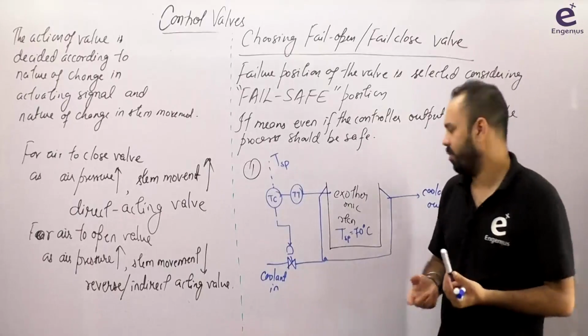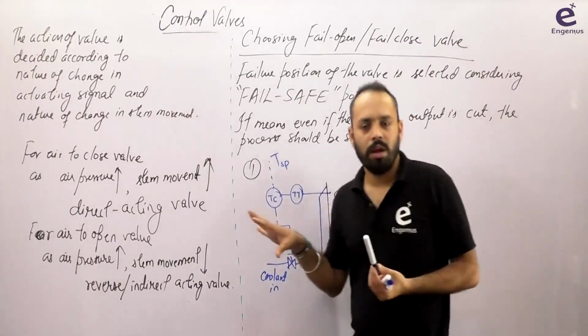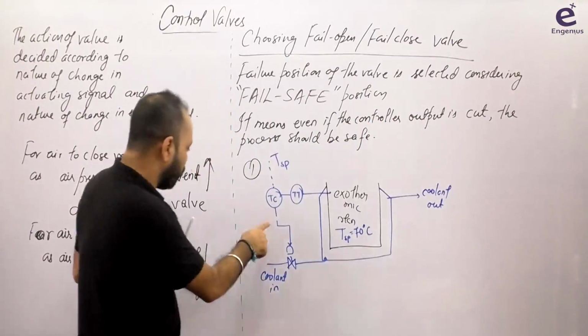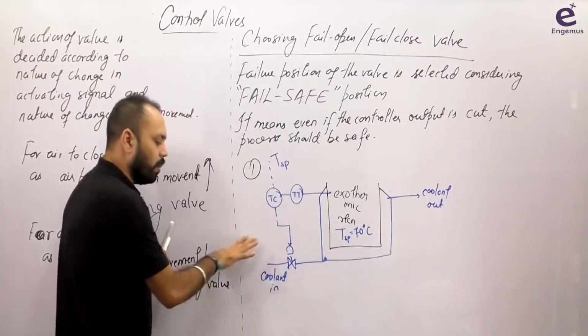There can be a major accident. So we never want this temperature to increase. So what we want is that even if the supply is cut, the valve should be completely open.